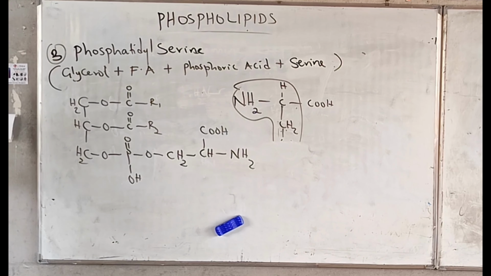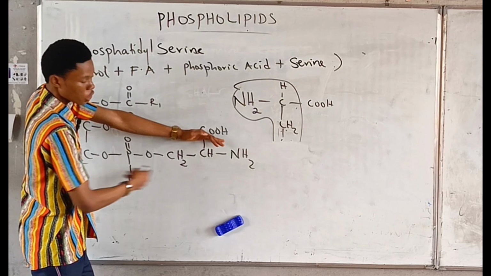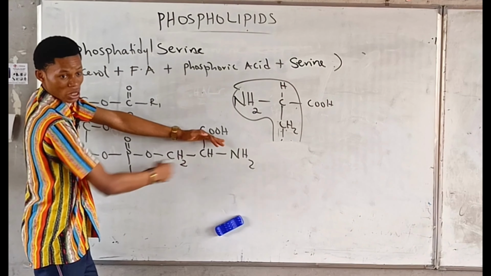This is phosphatidyl serine. So if you remove this, you see that what you just have here is phosphatidyl ethanolamine. If you carboxylate it, if you add a carboxylic acid group, you have what? Phosphatidyl what? Serine. So this is the structure of phosphatidyl serine.